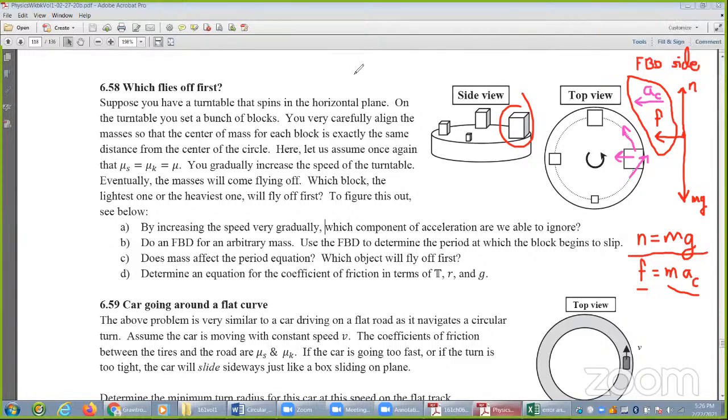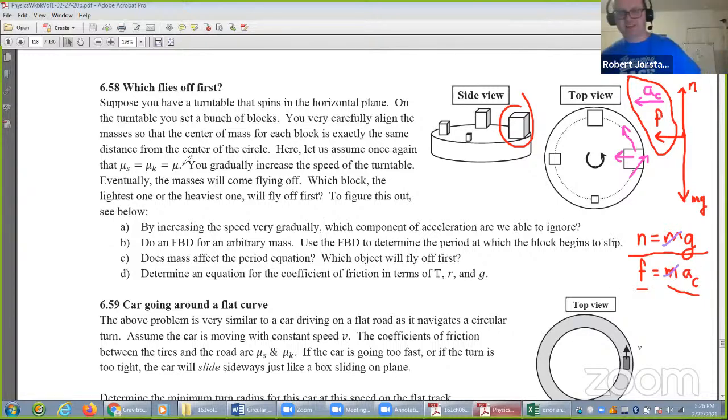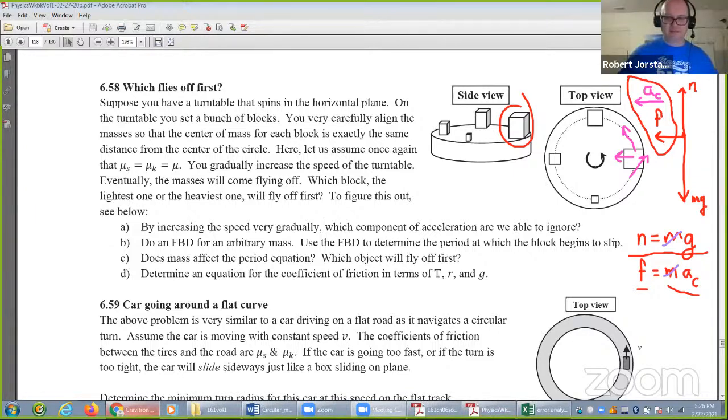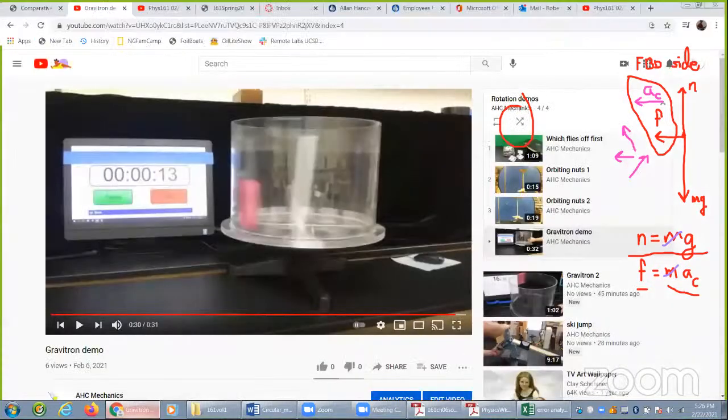The mass. What do you think, Jacob? Which flies off first? Does the mass matter? No. Oh, so they both fly off at the same time?